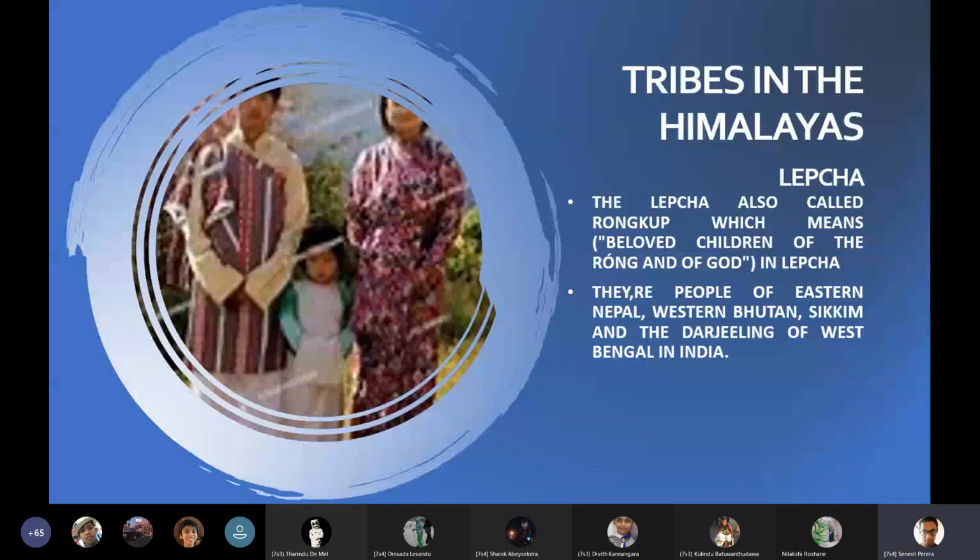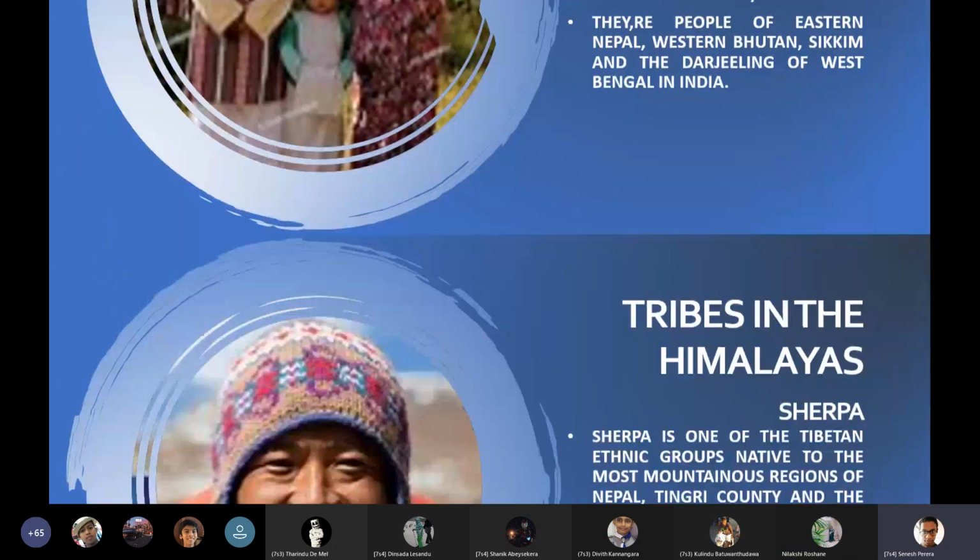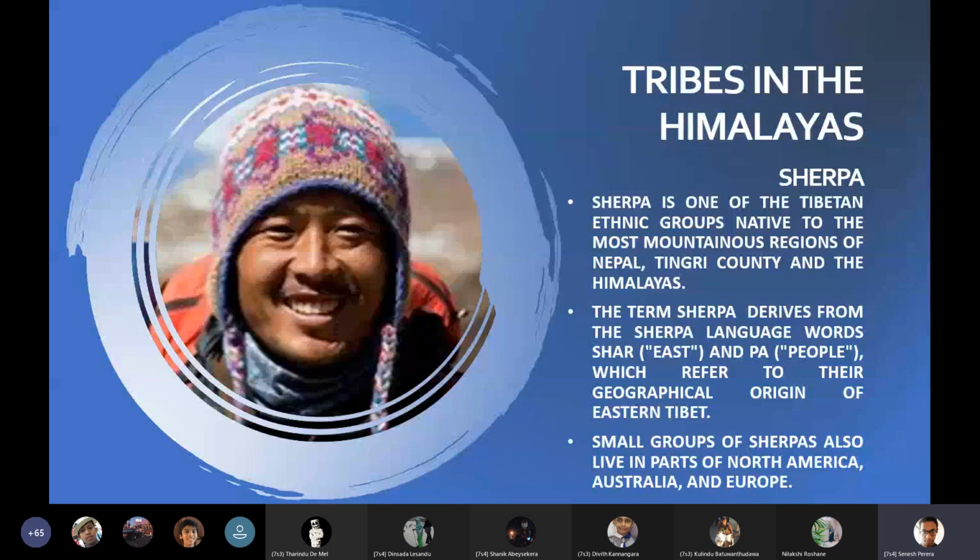Lastly, we are going to speak about the Sherpa. The Sherpa is one of the most well-known groups in the Himalayas, as a Sherpa was the first person to reach Mount Everest. He was the guide of a New Zealander and they both were the first people to ever conquer the Great Everest.